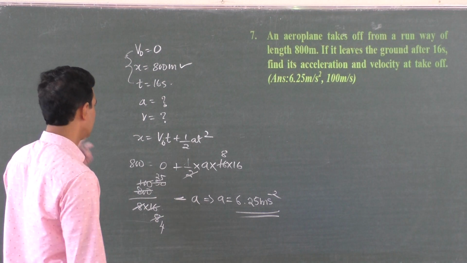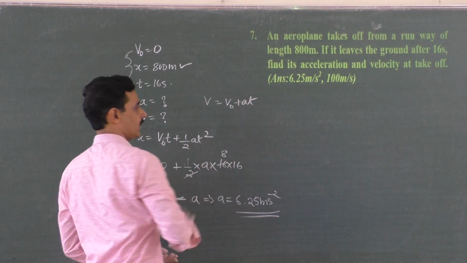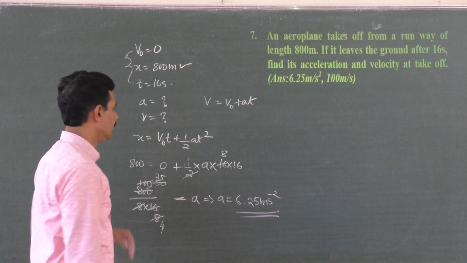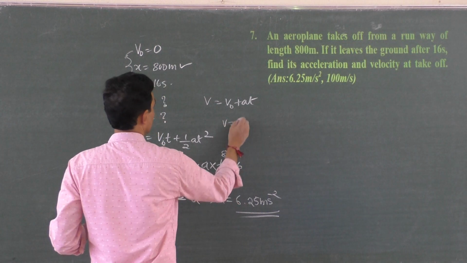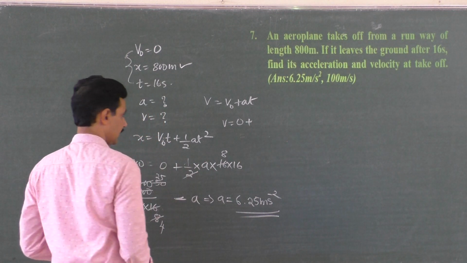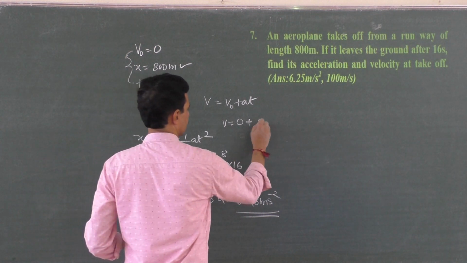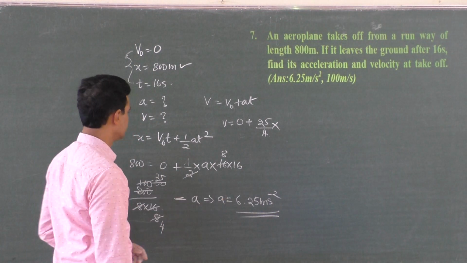Then what is the final velocity? V equals v naught plus a t. Just when it takes off, what is the velocity? Final velocity V is equal to v naught, which is 0, plus a t. Shall I write a as 25 by 4? That is better, instead of 6.25.